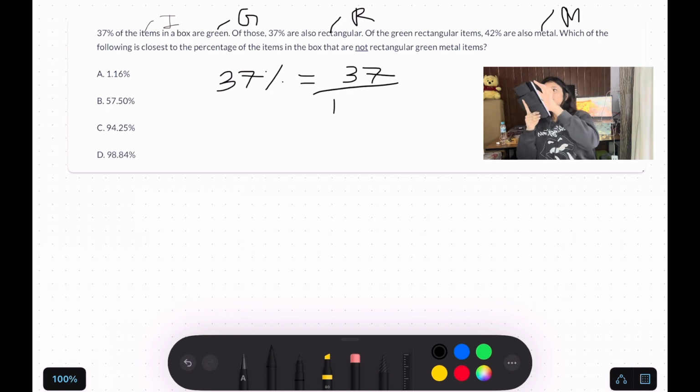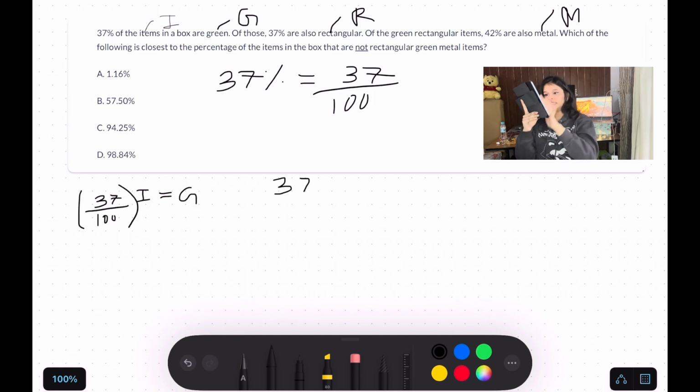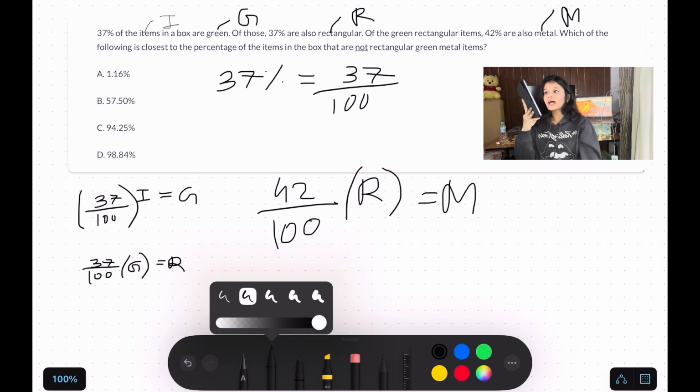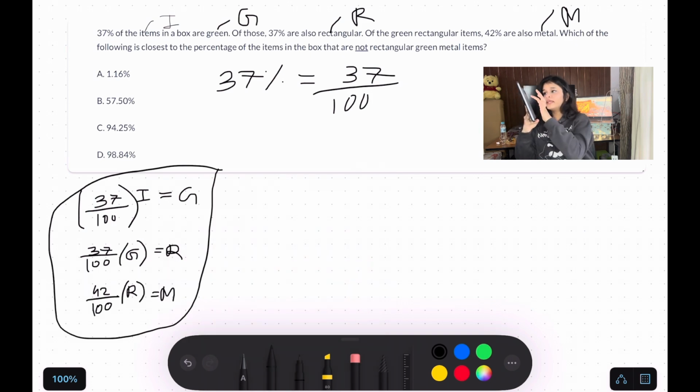We know 37% is 37 by 100. So now I'll just write down the equation so it helps us. 37 by 100 of I is G, 37 by 100 of G is R, and 42 by 100 of R is M. Now we have got these equations and we'll use them to find out the answer.